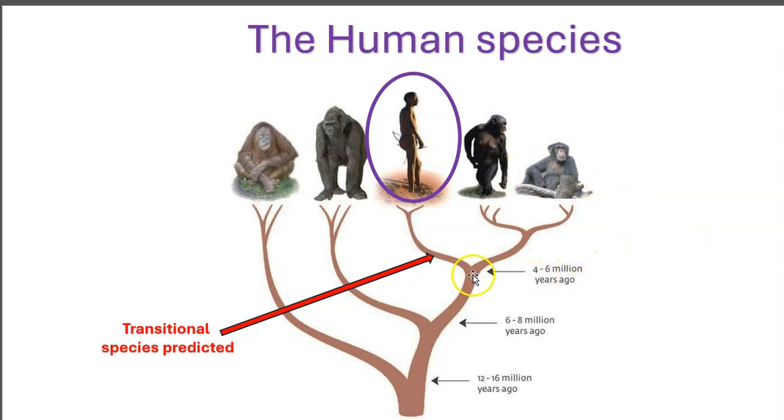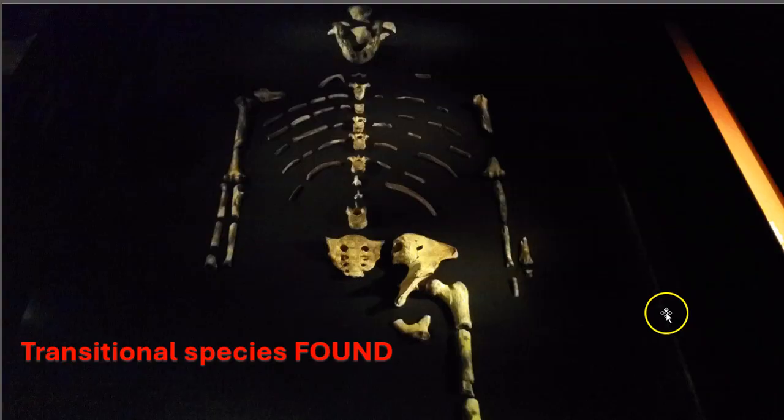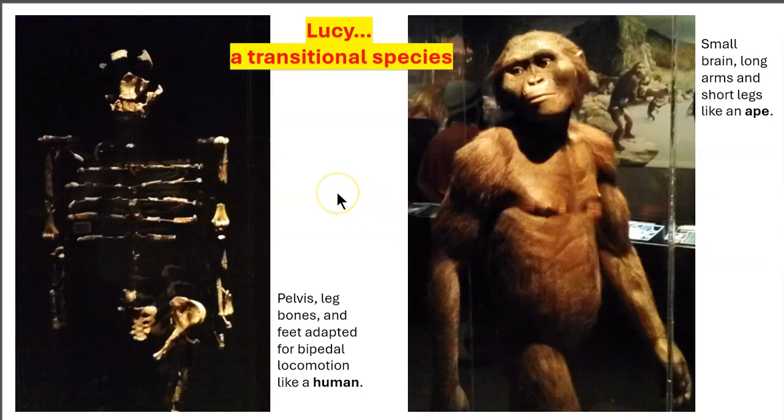Now, if indeed our species evolved from an ape-like ancestor, then we would predict that the fossil record would capture some kind of transitional species along the way to the evolution of modern humans. Is there such a transitional species? Yes. These are the bones of Lucy.